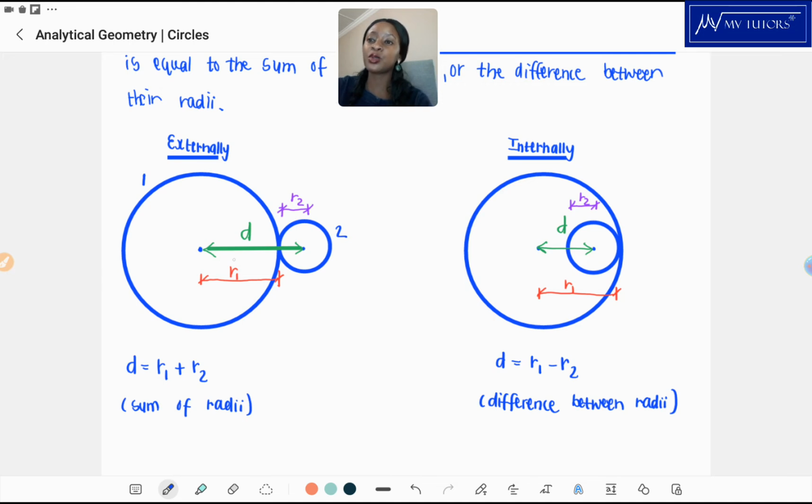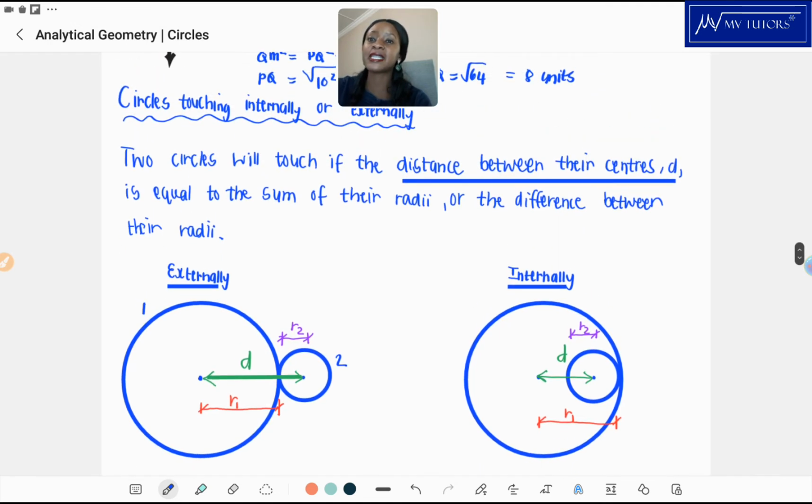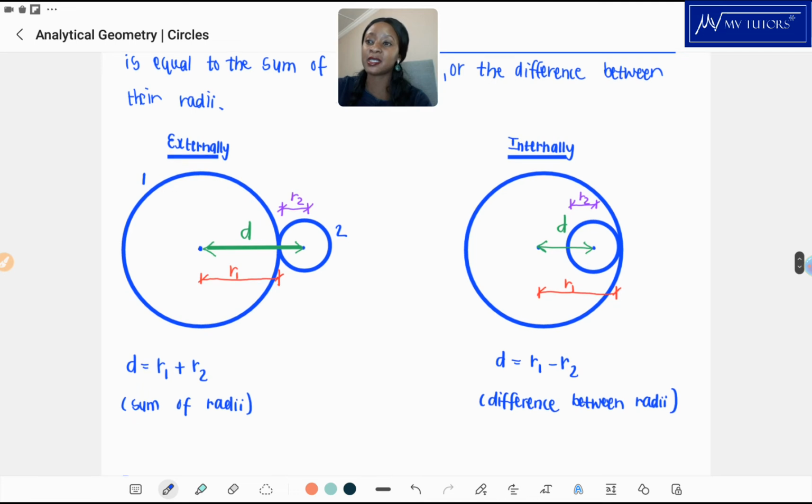What you would do is get the radius of circle 1, from the center to the circumference. Then you get radius 2, again from the center to the circumference. The sum of their radii is equal to D, and D is the distance between the centers. So if they're touching externally, the distance between their centers is the sum of their radii.